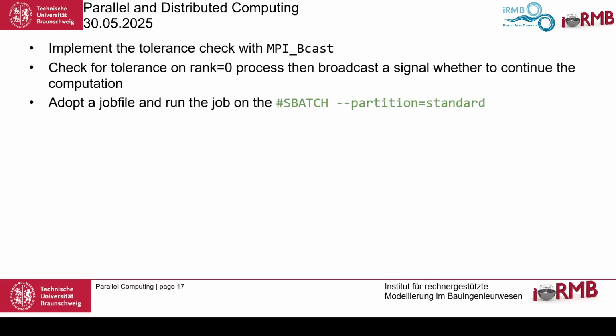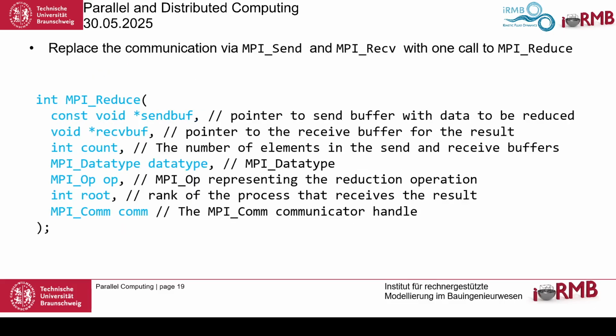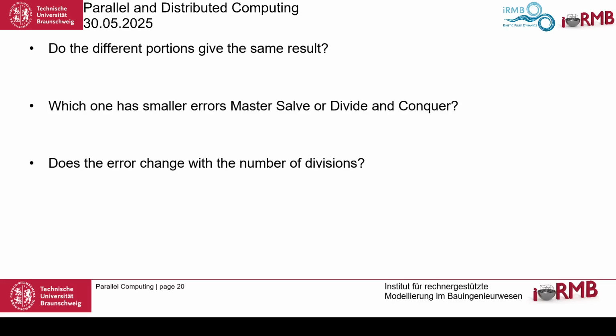Now, there are a few things that we would now do: implement the tolerance check with MPI bcast. Also use a job file actually, which I did not do. And then assignment 2, do the communication hiding with ibcast and wait. And assignment 3 is to use the reduce operation.